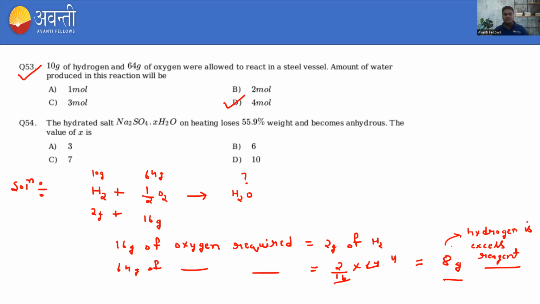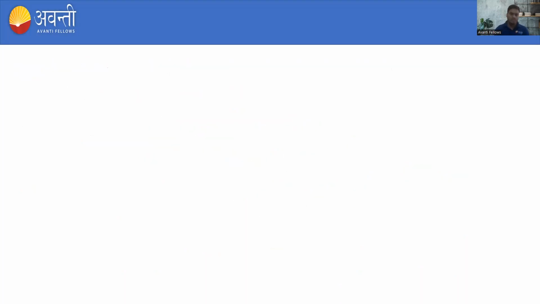Now let's move to the next question. The hydrated salt Na2SO4.XH2O on heating loses 55.9% of its weight and becomes anhydrous. The value of X is? So you have to calculate the value of this X. The hydrated salt Na2SO4.XH2O on heating loses 55.9% weight and becomes anhydrous. You have to calculate the value of X for this question. Okay? Let's calculate quickly.